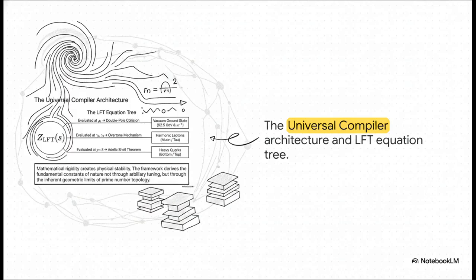Bringing it all together, this comprehensive equation tree shows the whole shebang. It recaps how a single spectral trace formula acts as a universal compiler by targeting different mathematical geometries, scaling up from deriving the vacuum baseline to calculating precise lepton harmonics, all the way down to those massive quark shell masses. The entire spectrum of fundamental mass is explicitly calculated.